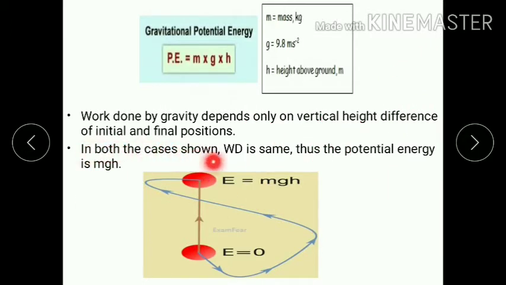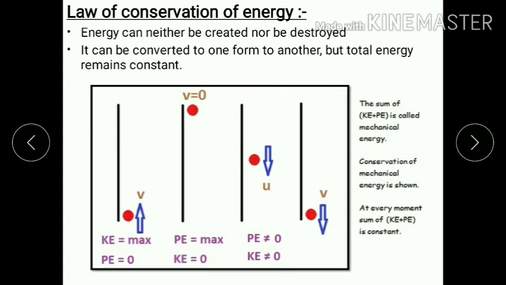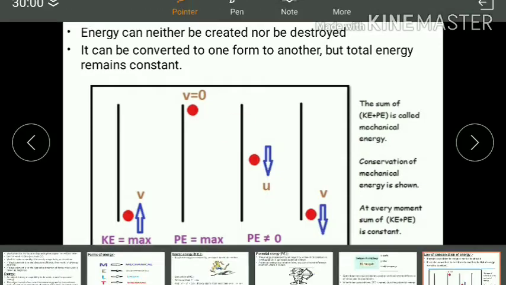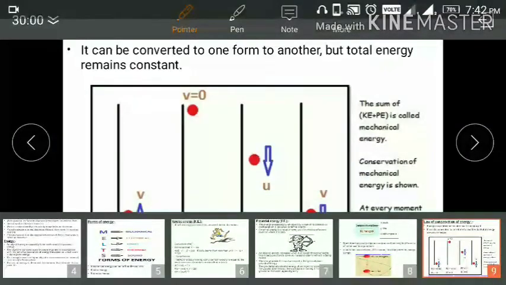In both the cases shown, the work done is the same, thus the potential energy is the same. PE is equal to mgh, and PE is equal to 0 at the 0 position. At a high position, potential energy is high. Okay, I think you understand very well. Now we have to know the next topic, the law of conservation of energy. How can you conserve the energy? Just look at that.